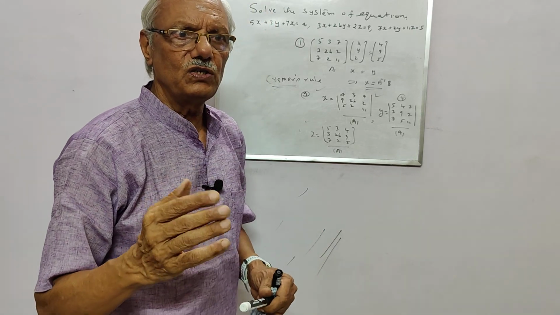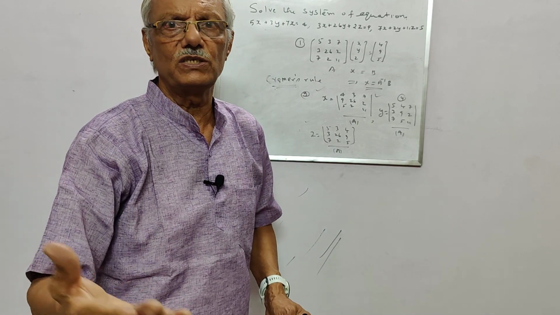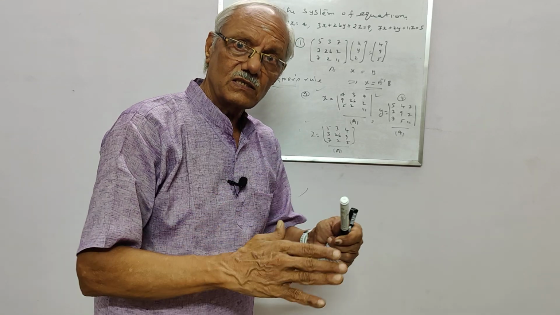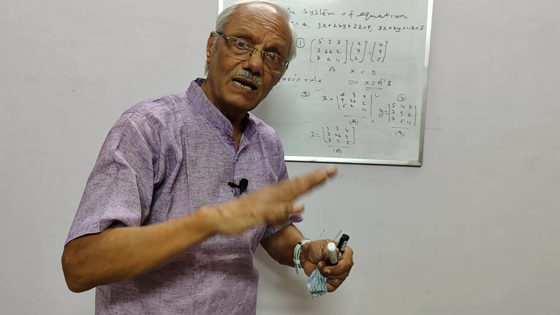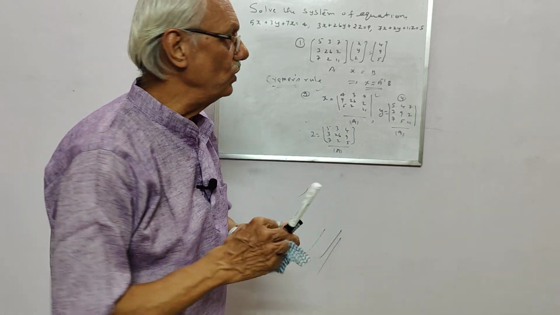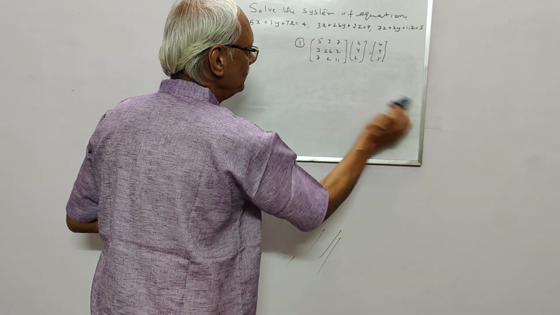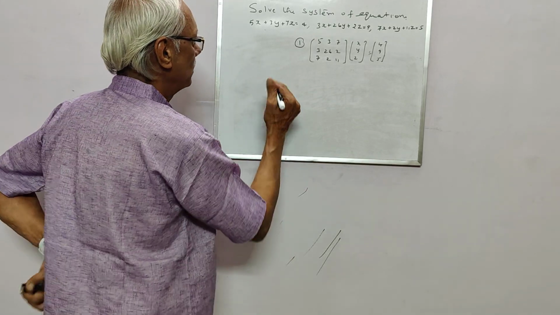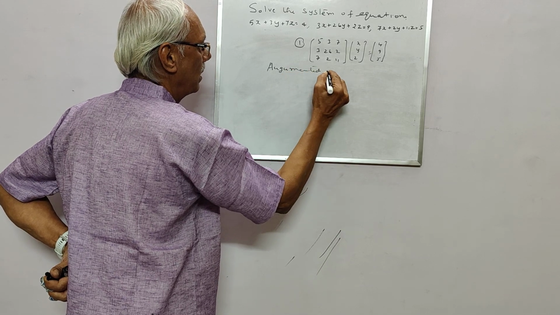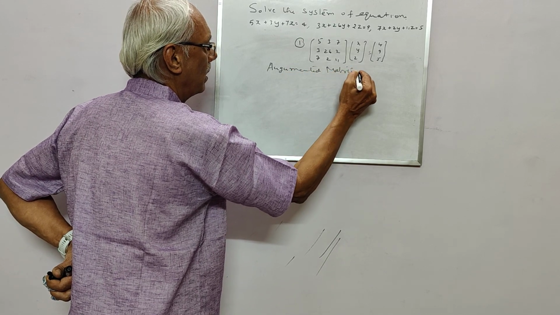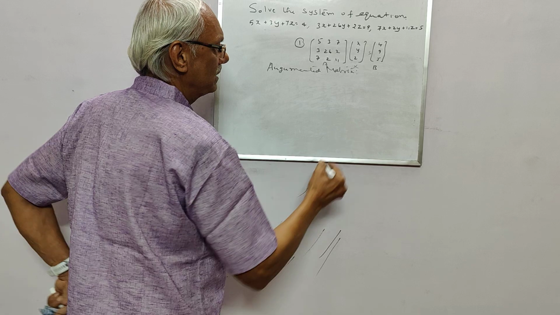The next method I am going to teach you is finding the rank and simultaneously solving the equations. That is, finding the rank of the matrix using the upper triangular method and simultaneously solving the equations. That's what I am going to teach you today. Now see, what is your augmented matrix? This is A, this is your X, this is your B.